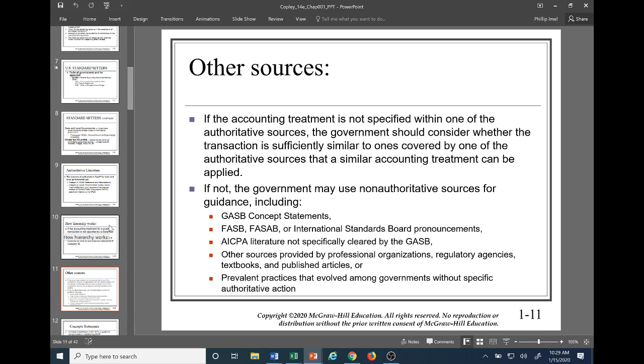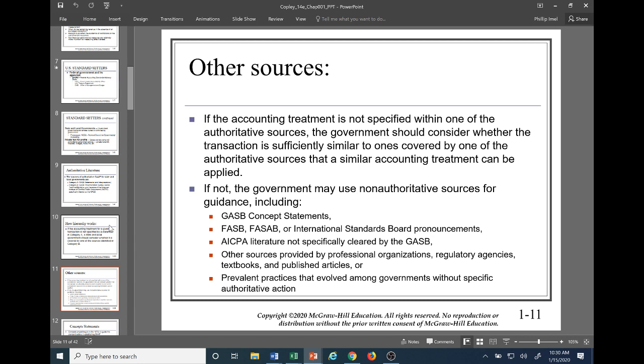We'll start with A again and look for a similar transaction. If we can't find it, go to B. So first step, look for A for guidance. Look for B if it's not there. Look for something that mirrors it, something of a similar transaction, and see if you can find it in A or B, levels A or B.